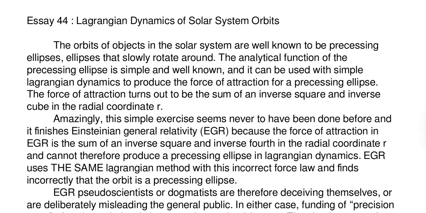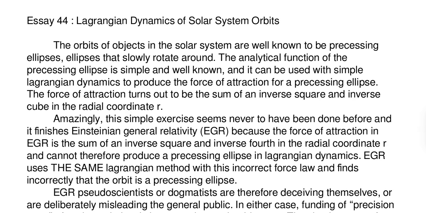Essay 44, Lagrangian Dynamics of Solar System Orbits. The orbits of objects in the solar system are well known to be precessing ellipses that slowly rotate around. The analytical function of the precessing ellipse is simple and well known, and it can be used with simple Lagrangian dynamics to produce the force of attraction for a precessing ellipse.